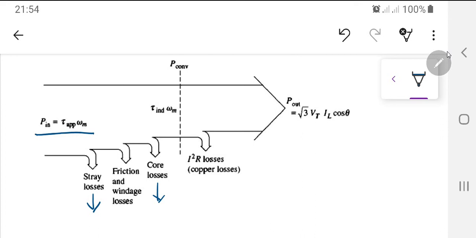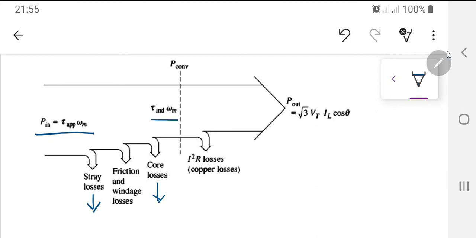Just like the induction machine, if you remember, in the induction machine the rotor did not have significant core losses, or eddy current losses, because the frequency of the induced EMF inside it was very small, just 1 to 5% of the 50 hertz applied if you are working the motor in Pakistan. Okay, so after this point we have the converted power.